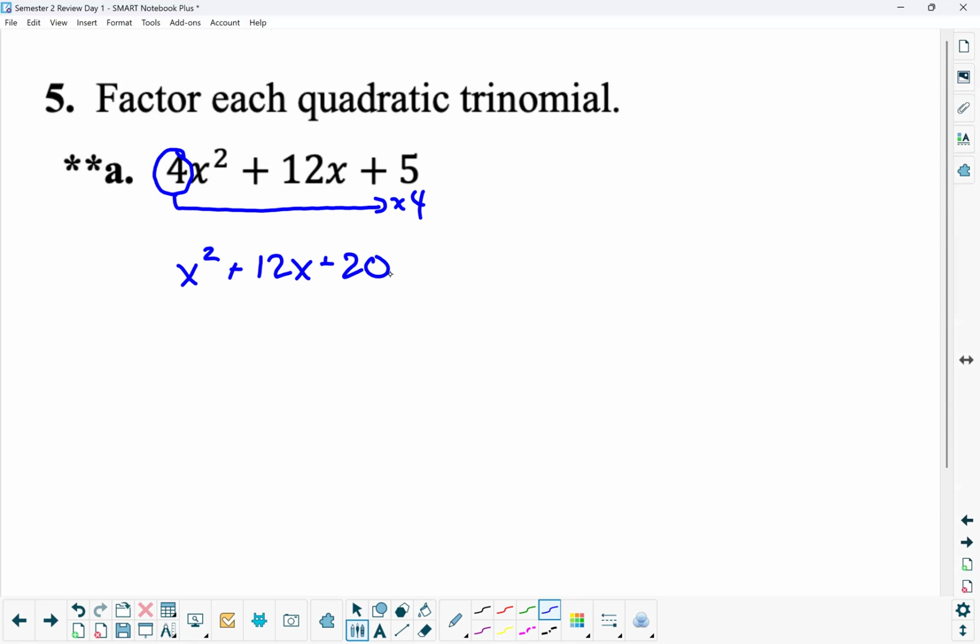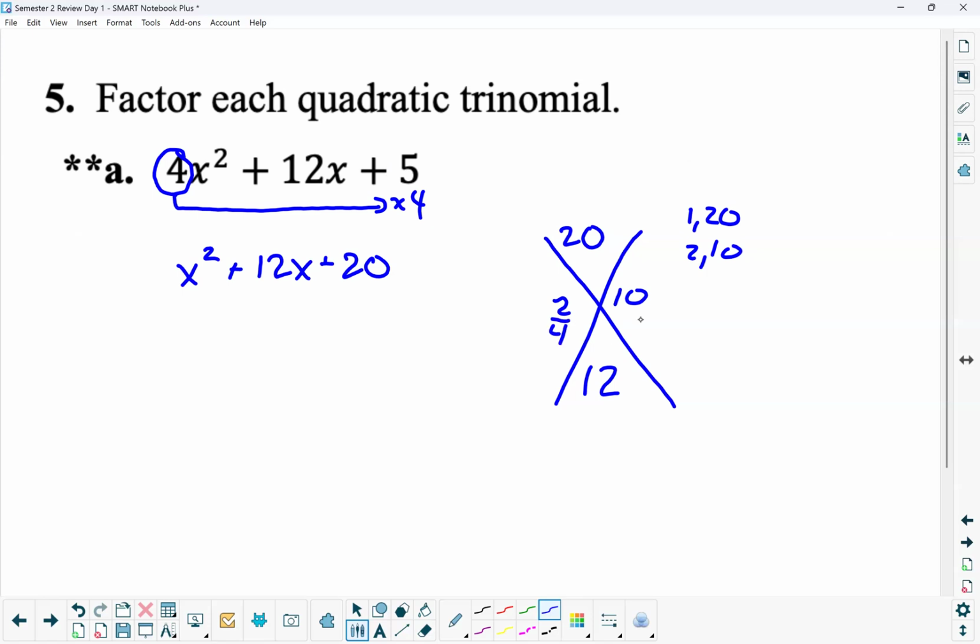At this point, it's going to look a lot like the x method. Find two numbers that multiply to 20 and add to 12. Both numbers have to be positive to multiply to a positive and add to a positive. You could list your factor pairs if you wanted. 1 and 20, 2 and 10, and that's where we can stop because that adds to 12. But in order to get to that 2 and 10, we multiplied by 4. So now we need to divide by 4.